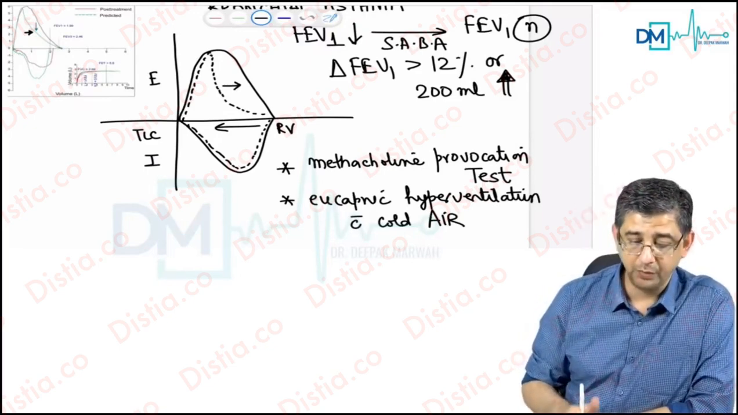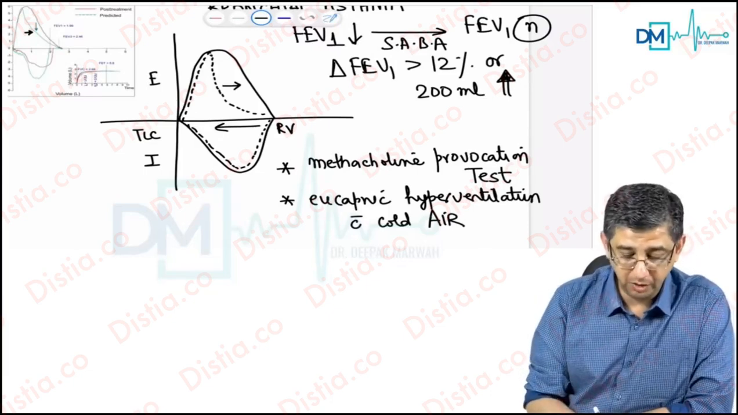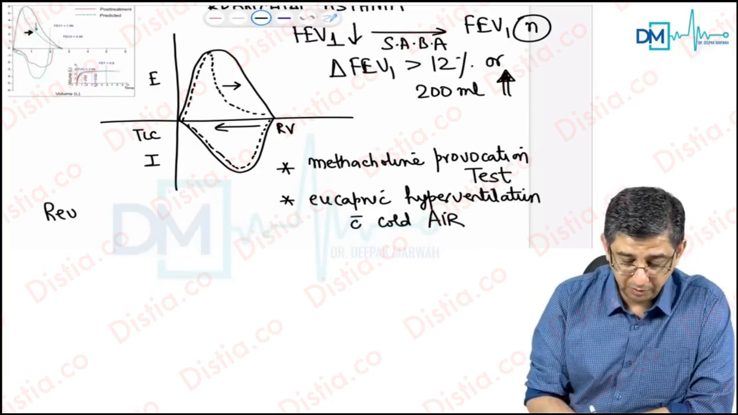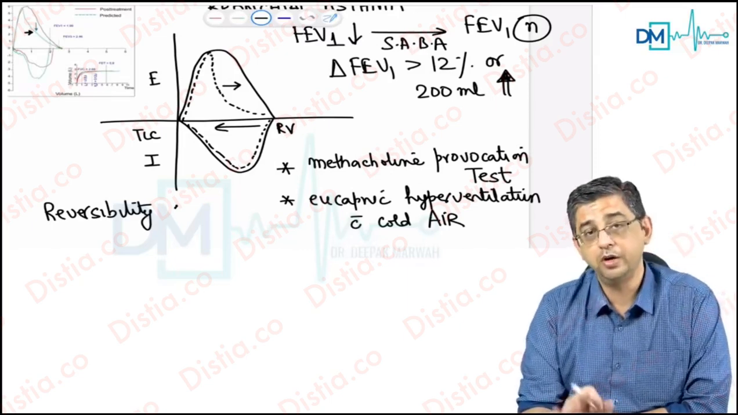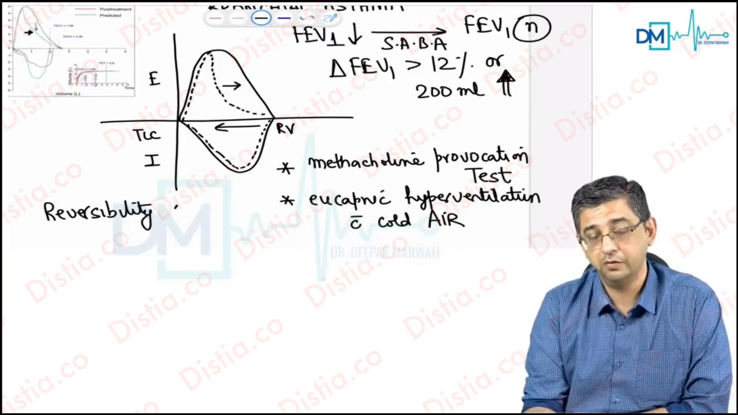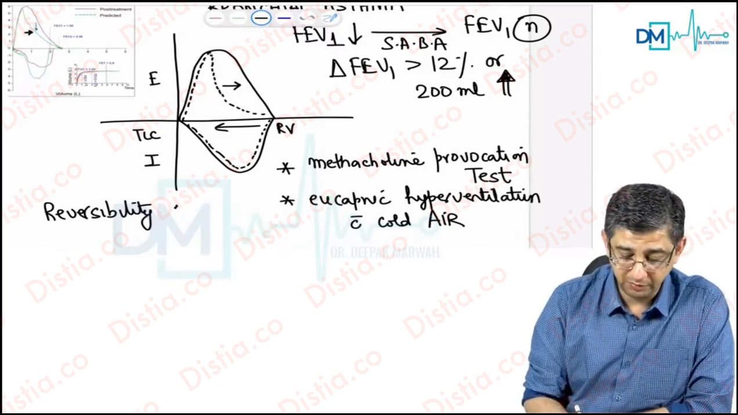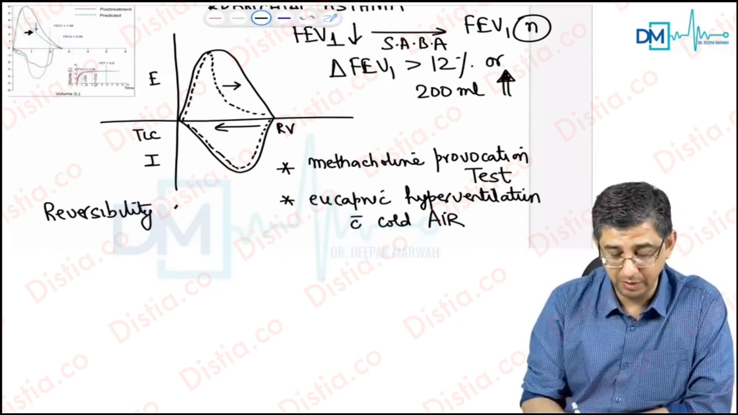So therefore, the main diagnostic criteria for bronchial asthma is reversibility of airflow obstruction, and this is not going to be seen in COPD. COPD is a non-reversible airflow obstructive airway disease, whereas asthma is called a reversible airway disease, and the cutoff for reversibility is what I've explained here.